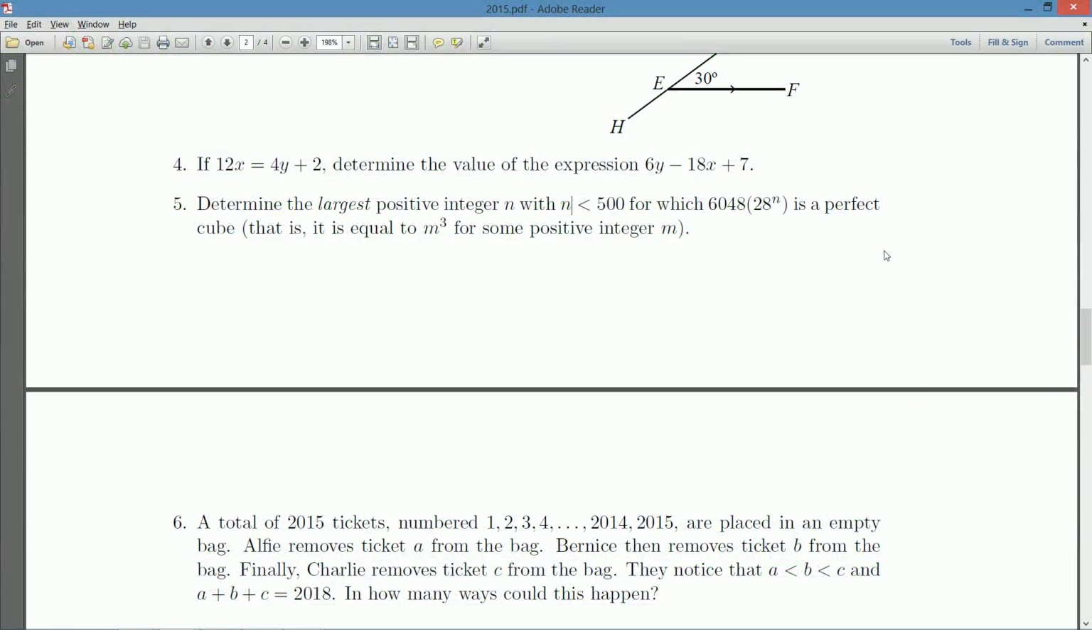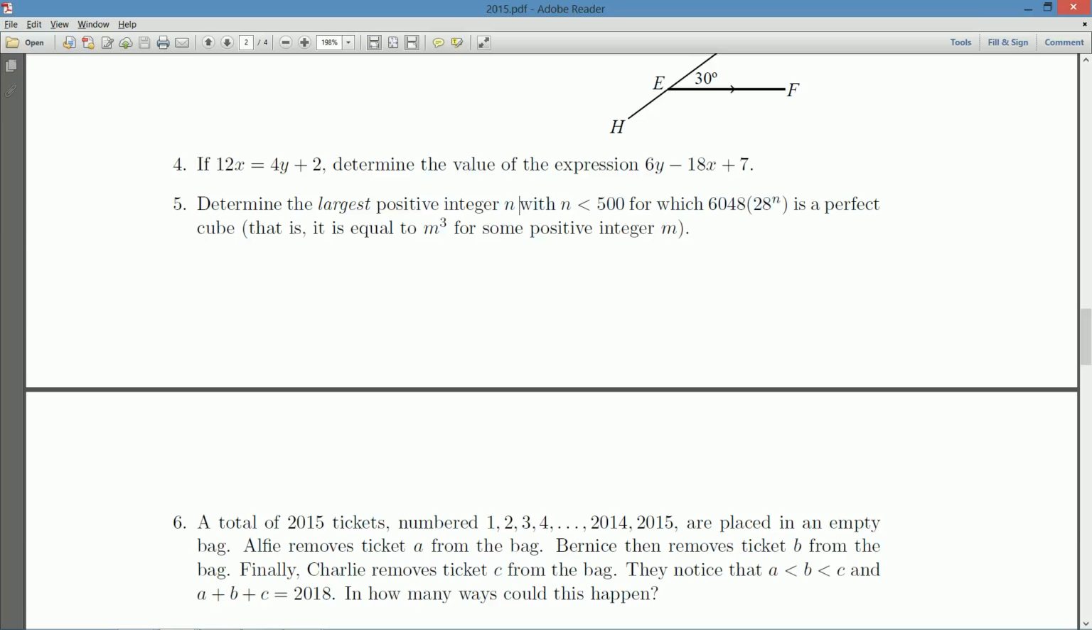And we're up to question number 5. Still in part A, so we still just care about our final answer, but let's take a look. Determine the largest positive integer n with n less than 500 for which 6048 times 28 to the n is a perfect cube. And then they explain what a perfect cube is, just in case somebody hasn't heard that particular expression.